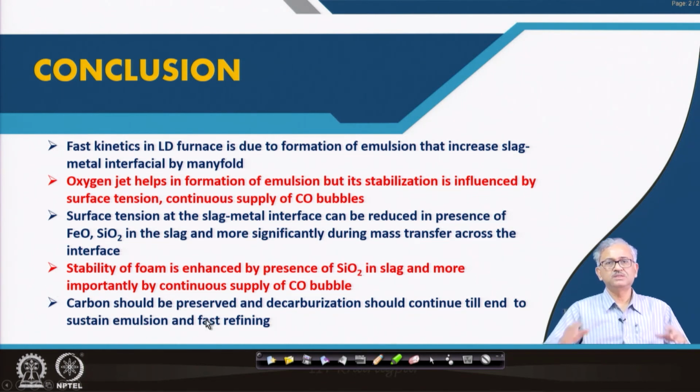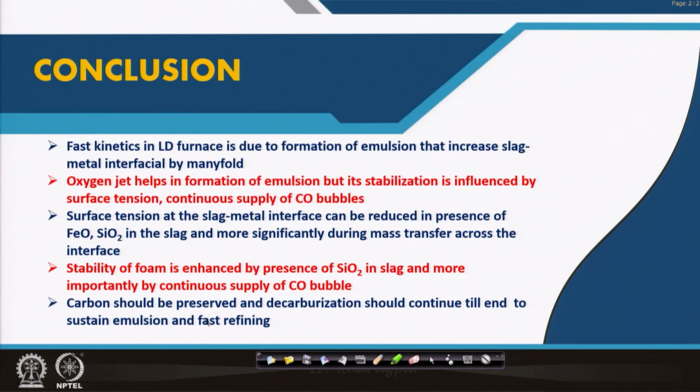Since it is the CO gas bubble that will stabilize the foam and the emulsion, it is very much essential that you must preserve the carbon to the end of refining. That is called the catch carbon technique. Somehow you have to do it, and people do it by blowing practice, which I will talk about. You have to have a proper blowing practice such that you can most efficiently and most economically control the decarburization so that the carbon remains to the end, and you can refine in the emulsion as long as the emulsion is stable.